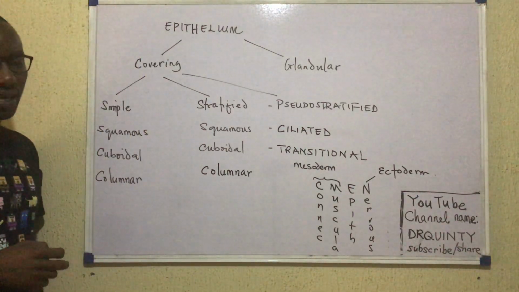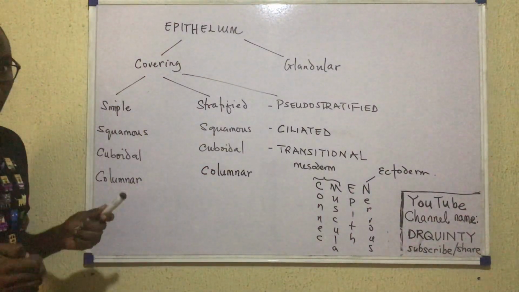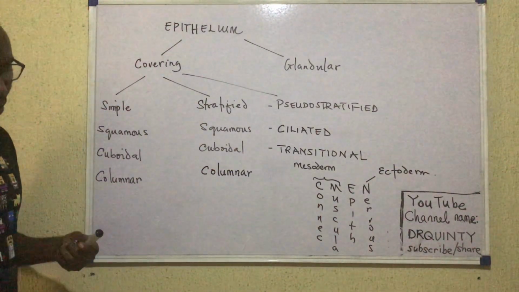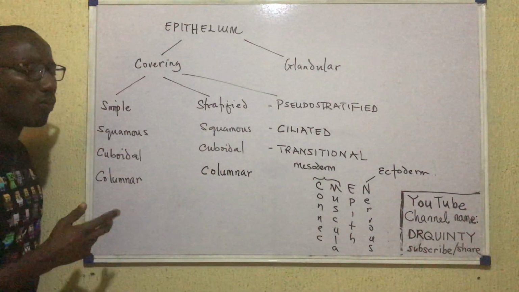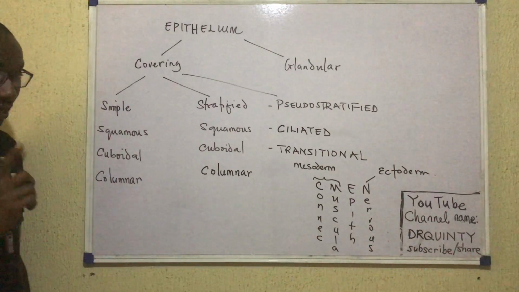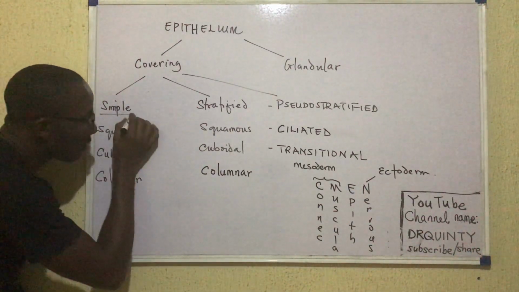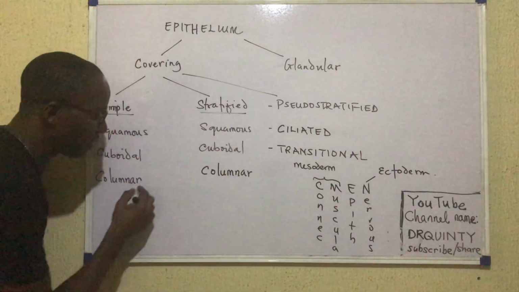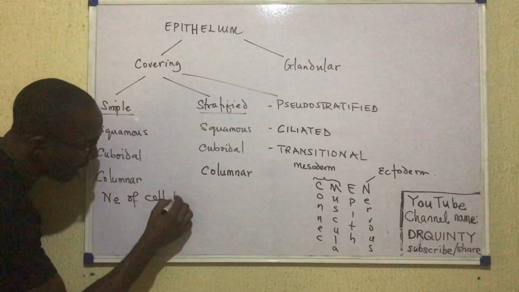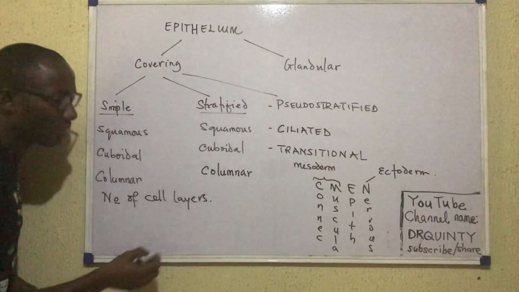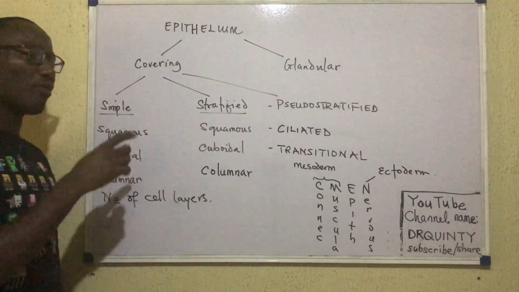By the way, I've been saying epithelia, whereas what we have there is epithelium. Epithelium is singular, but epithelia is plural. So simple epithelia and stratified epithelia, what's the difference? In simple terms, the difference between simple and stratified epithelia is the number of cell layers. It is the number of cell layers that differentiates simple from stratified.